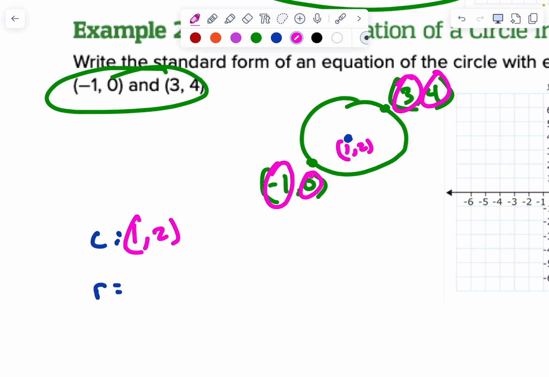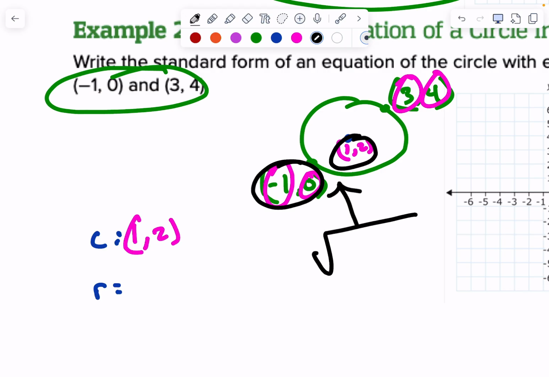We have some options for radius, right? I can find the distance from here to here and divide by 2, or I can find the distance from here to here, or from here to here. Okay, what would you like to do? You want to do these two points right here? Okay, let's do it. So we're going from this point to this point, and we need the square root of, how far apart is negative 1 and 1? 2.